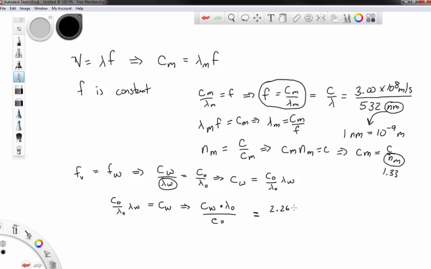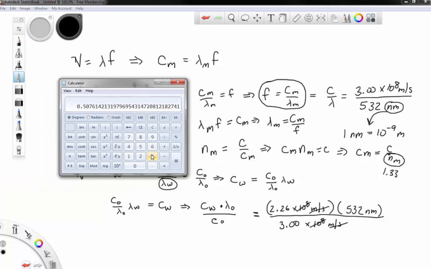2.26 times 10 to the 8th meters per second, and that's being multiplied by the vacuum wavelength of 502 nanometers, and then we have to divide that by the vacuum speed of light, which is 3.00 times 10 to the 8 meters per second. So I notice that the 10 to the 8s both cancel, and the meters per second both cancel, so I'm going to be left with nanometers.